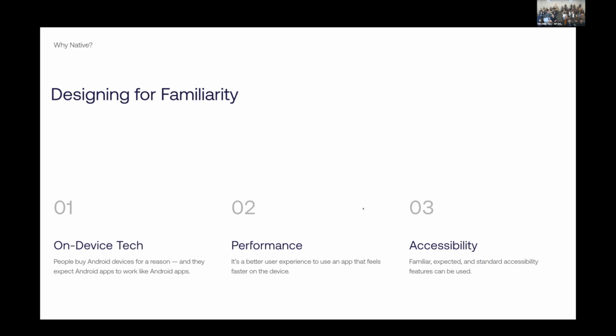And third is accessibility. We want to stand on the shoulders of giants. There's a lot of accessibility features that are baked in already to the OS, and we just wanted to take advantage of that. On top of that, using some of the stuff that are built into the device, it's familiar and expected, and it's already standard for the people using the device. So let's just use that. Overall, the whole point of going native, why we chose to do that, is we're designing for familiarity. People expect the things they expect.